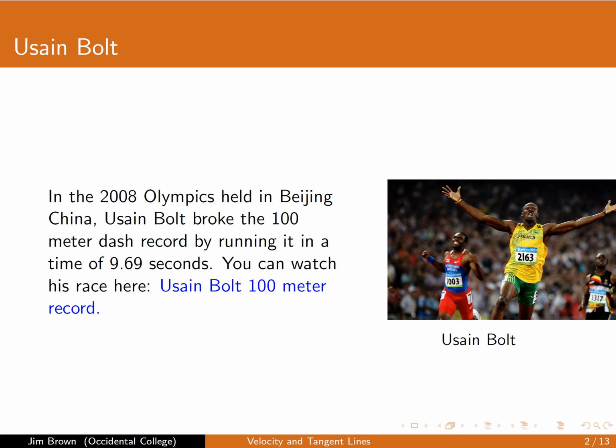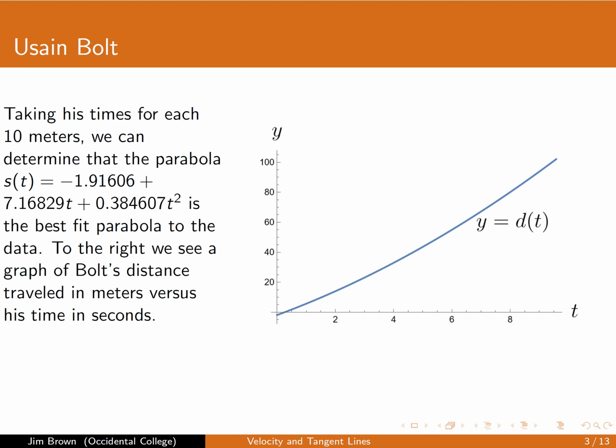You can also click on the link here if you'd like to see an actual YouTube video of him winning this race. So suppose we were interested in his speed at various points during the race. One thing we can do is take measurements at various times and various distances to see how far he's traveled over those distances. If we do that, we can ask a computer to model the data points we have. And for this, I went ahead and fit it with a parabola. It's not so important how the computer does that, just that it does do it.